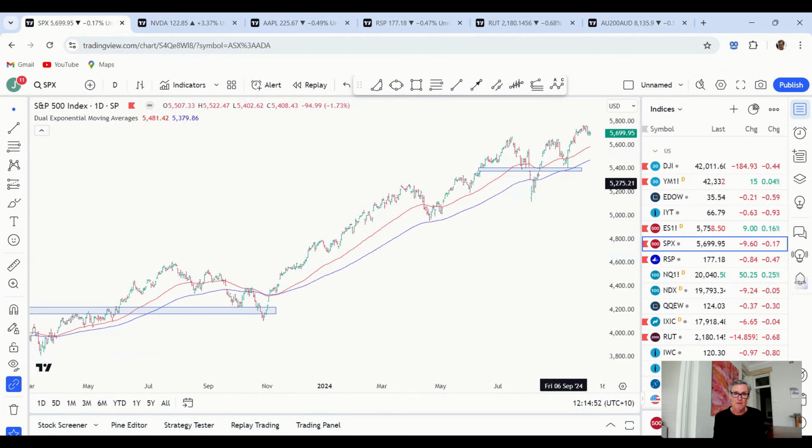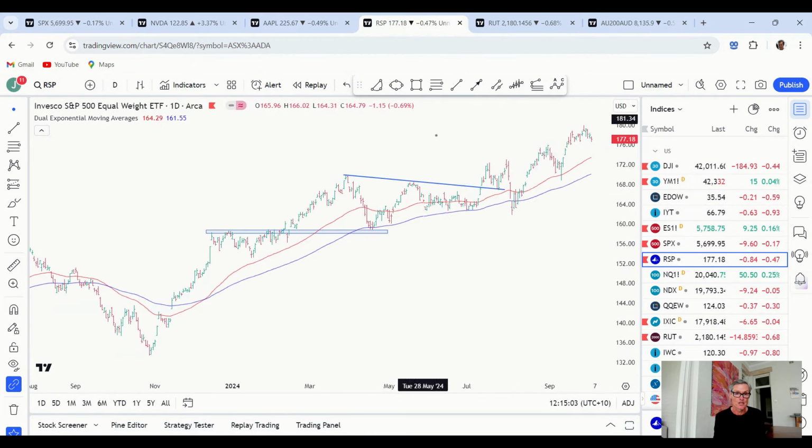I'm going to now jump over to the S&P 500 on an equal weight basis. So of course, the S&P 500 is market cap based, so those two big stocks make up 13% of the index. When we go across to the equal weight, well, of course, they just make up 1/500th of the index each respectively. And this is my preferred measure of looking at the state of the market.